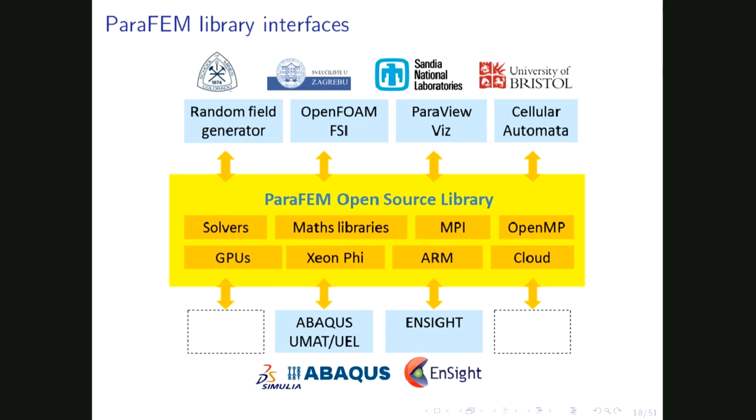So on the top right hand side there, you can see we've got the cellular automata. This is the collaboration with Anton of Bristol. There's also a collaboration with the group that developed OpenFoam, and we've got a project that's funded by General Electric to couple Parafem and OpenFoam for fluid structure interaction. We have collaborations with groups in the US looking at stochastic finite elements. Our package that we adopt to do visualization is ParaView.